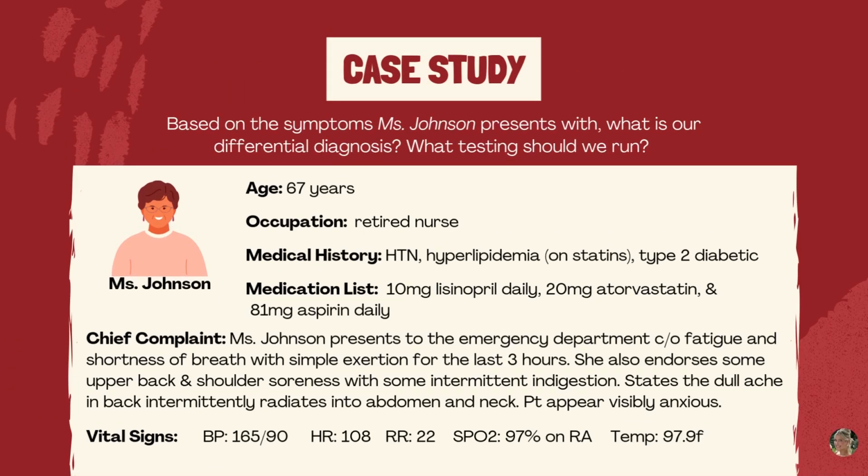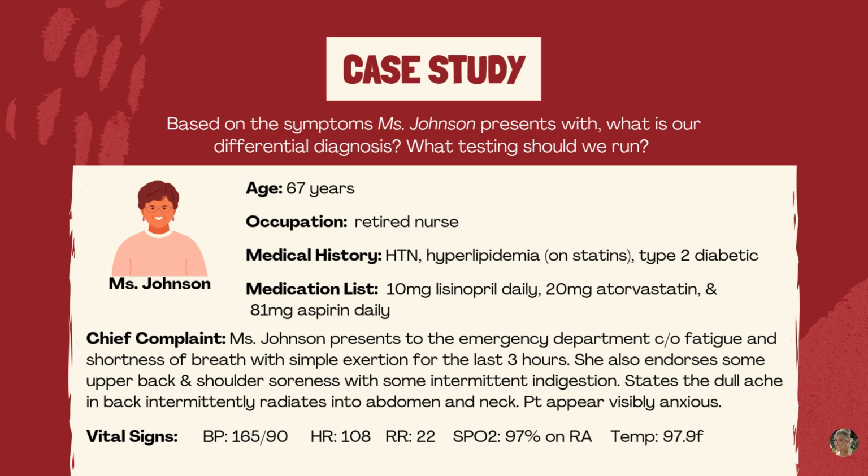All right, so going away from content for a minute, let's go for a case study. Based on the symptoms Ms. Johnson presents with, what is our differential diagnosis and what testing should we be running? Ms. Johnson is a 67-year-old female. She is a retired nurse. She does have a history of hypertension, hyperlipidemia, and type 2 diabetes. She takes 10 milligrams of lisinopril daily, 20 milligrams of atorvastatin, and 81 milligrams of aspirin.